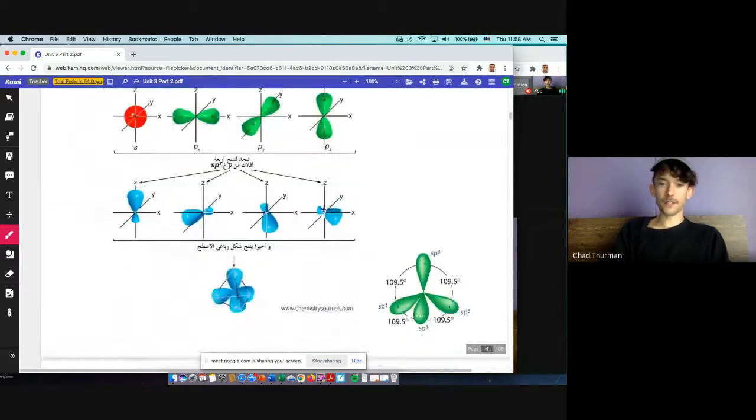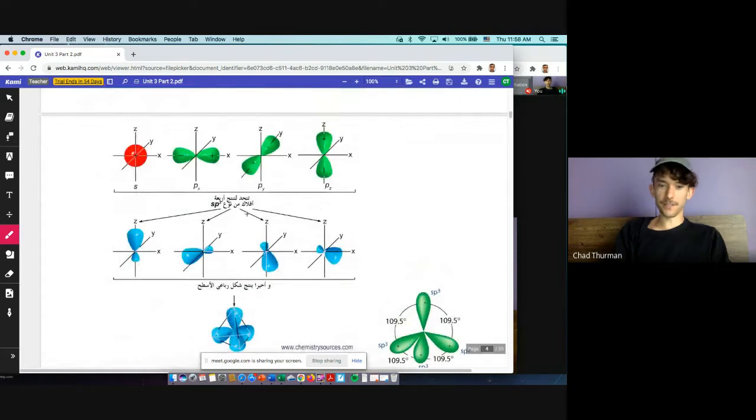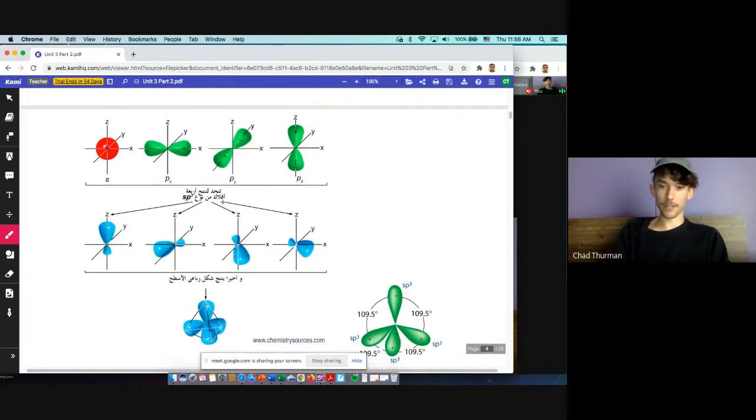Okay, so first of all, the only good photos of this I could find online had Arabic captions. So you can listen to this, or you can not. This is describing sp3 hybridization. And remember how we said that that belongs to the tetrahedral family? In other words, it's got 4 electron domains.